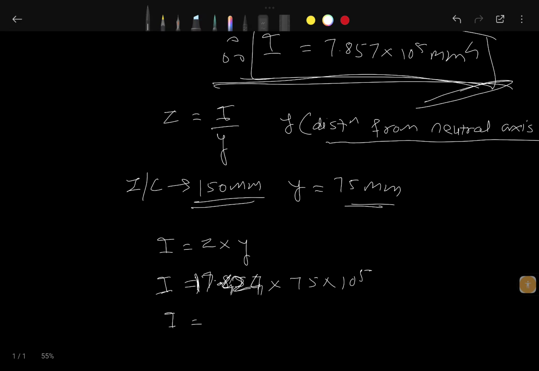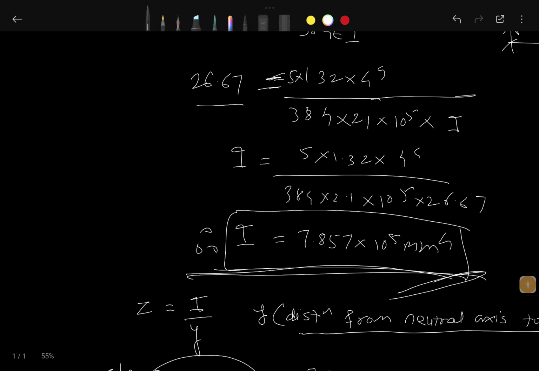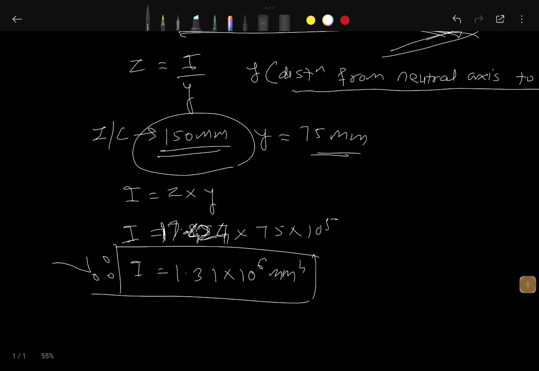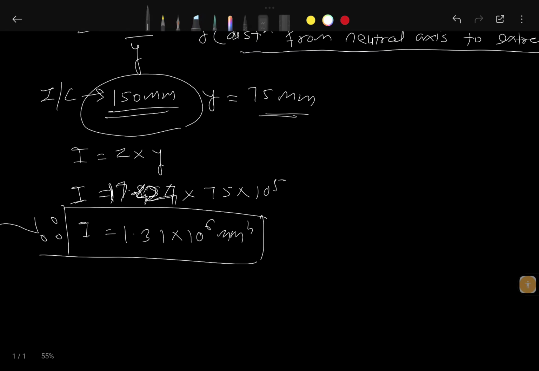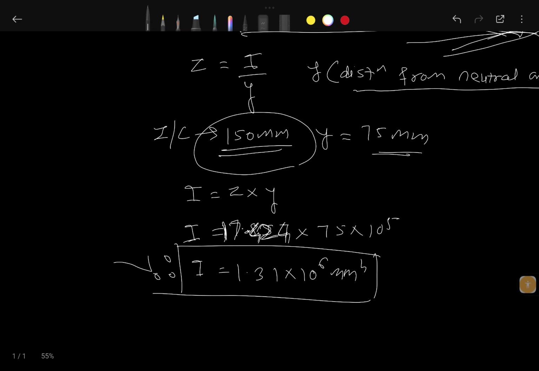17,424 into 75. This value comes 1.31 into 10 to the power 6 mm raised to 4. If we consider this section, the value of moment of inertia will come 1.31 into 10 to the power 6. According to the deflection limit, the value comes 7.85 into 10 to the power 5. So this I value is greater than I required. We required 7.85, but we get 1.31 into 10 to the power 6. So this is safe.